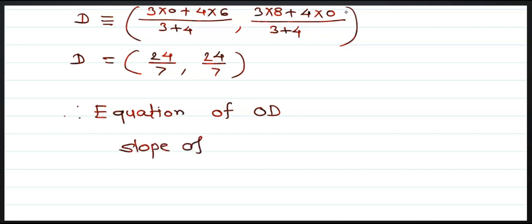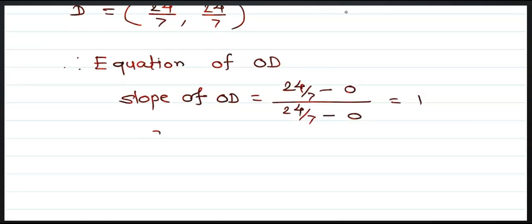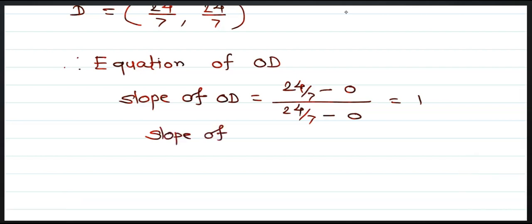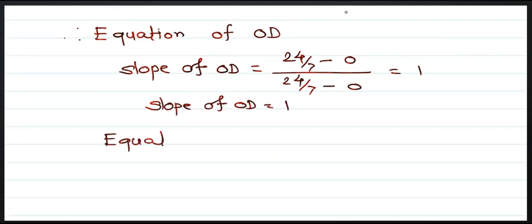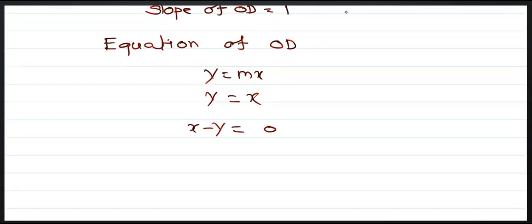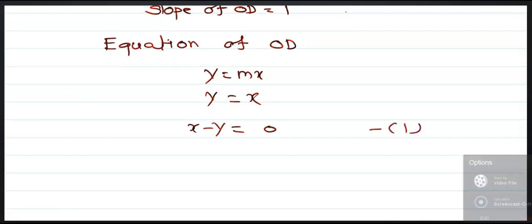Equation of OD. That is 24 upon 7 minus 0, that is the slope of OD. O is the origin. The difference of y coordinate upon difference of x coordinate, 24 upon 7 minus 0 upon 24 upon 7 minus 0, and that is equal to 1. The slope of OD is 1. y is equal to mx, which passes through the origin. So x minus y is equal to 0.